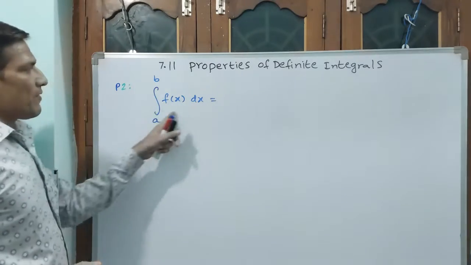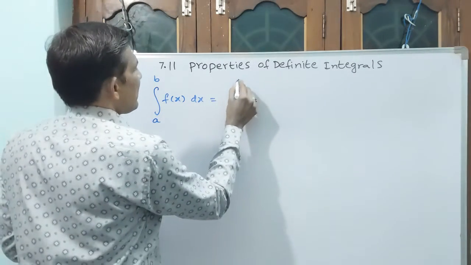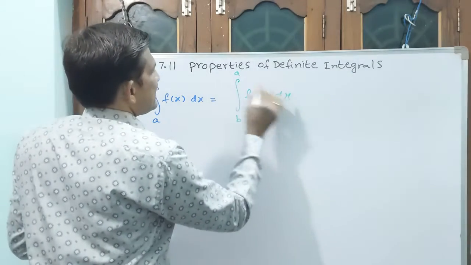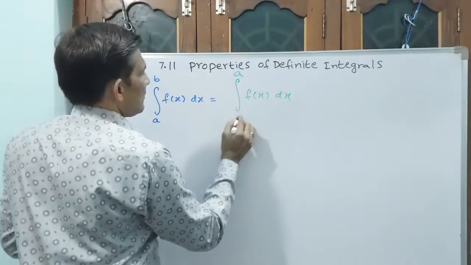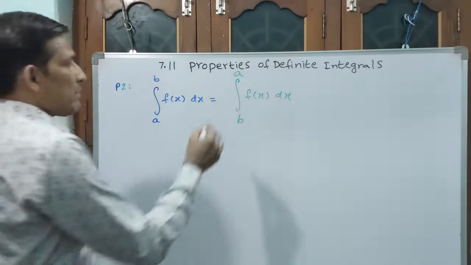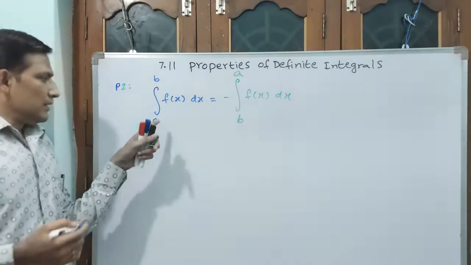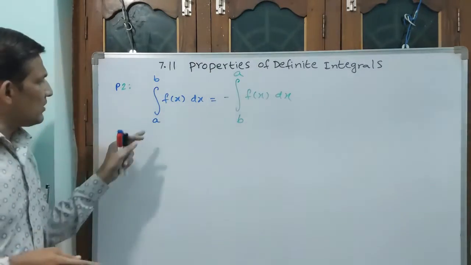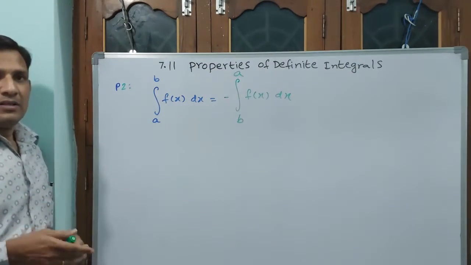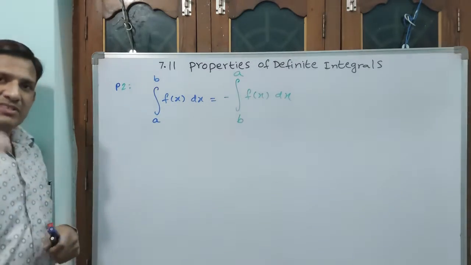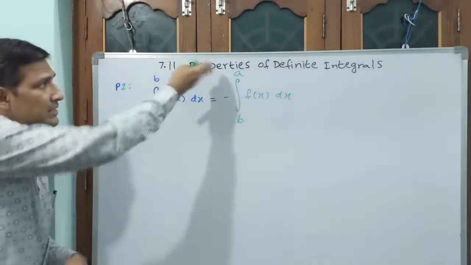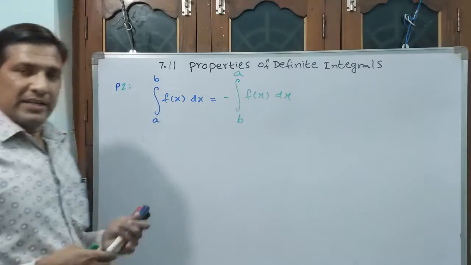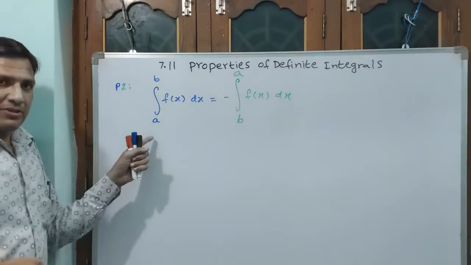Again, integral a to b f of x dx is equal to, see what I am writing, integral b to a f of x dx, but you have to keep a minus. If you change these limits, all these properties of definite integrals depend strictly on these limits, because these properties are stressed on limits. Definite integral itself is based on limits. Therefore, all these properties are based on these limits.